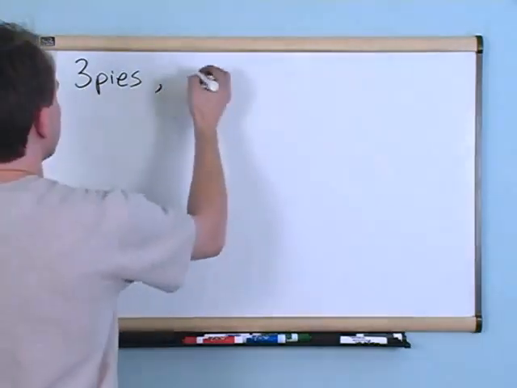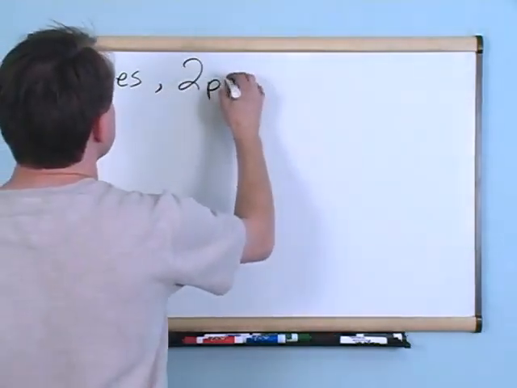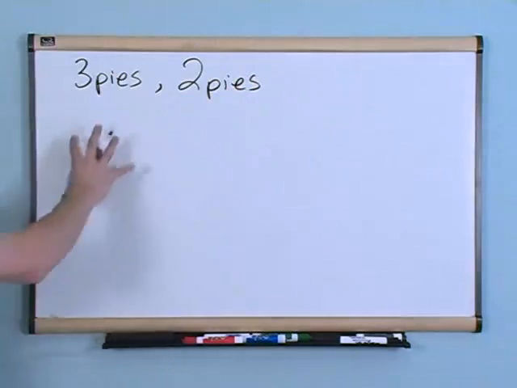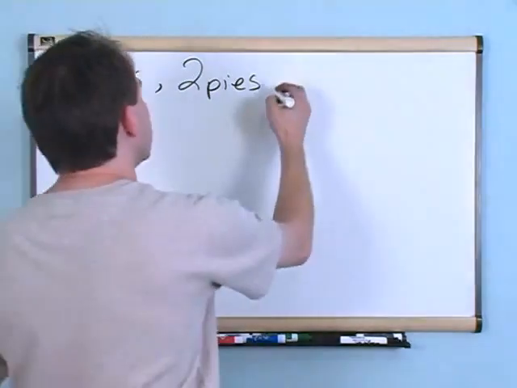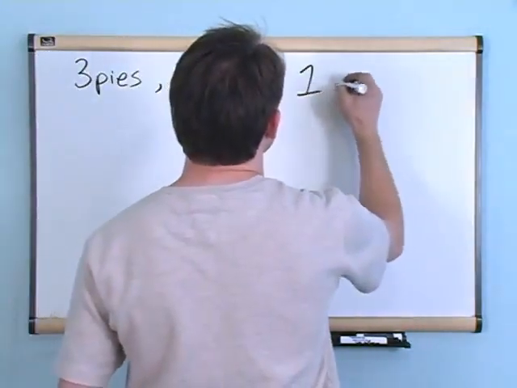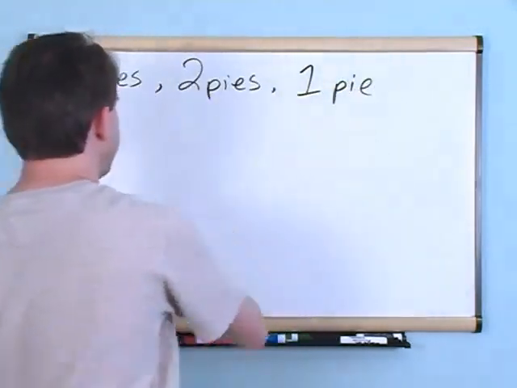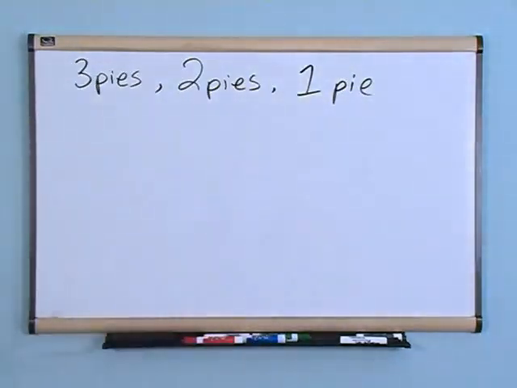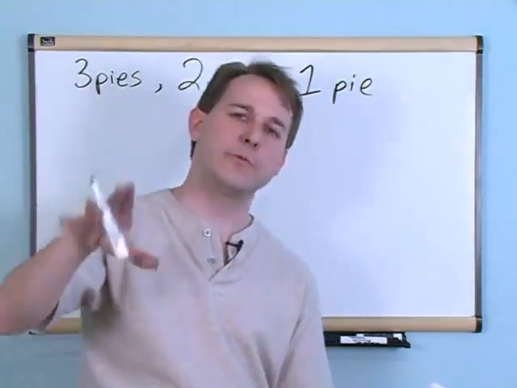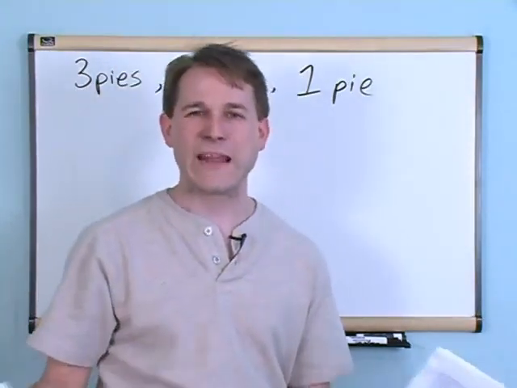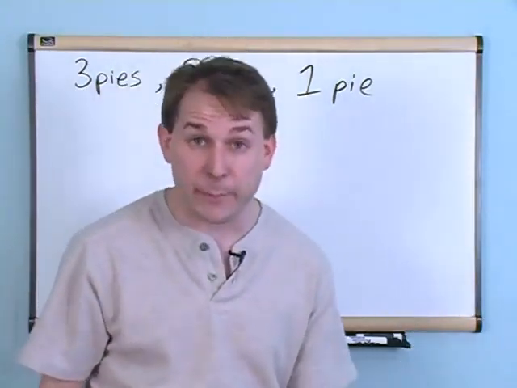I think you could also visualize what 2 pies looks like in your head. That would be 2 giant pies, right? I love pie myself, and having 2 pies is even better than having 1 pie. I think you also would know what 1 pie looks like, which would just be 1 circle, okay? But the question is, 3 pies, 2 pies, 1 pie, what happens when you start cutting the pie up, okay?